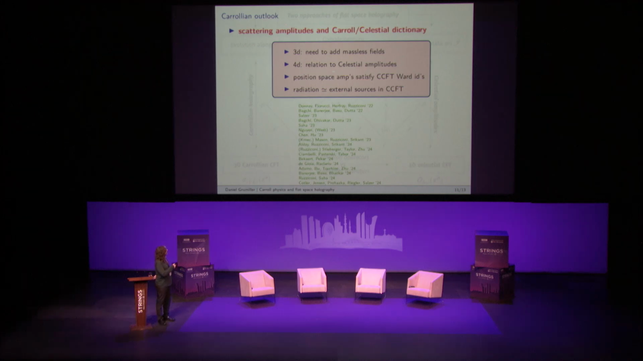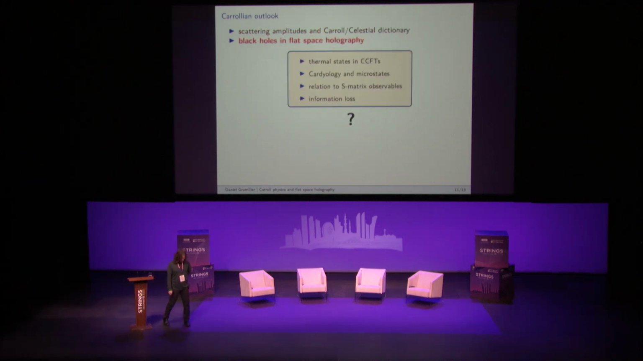A brief summary of this relation is that when you take a celestial amplitude, you do an inverse Mellin transformation and you Fourier transform, then you have Carrollian correlators. So these correlation functions obey the Carroll conformal Ward identities, and radiation is encoded in external sources in a CCFT.